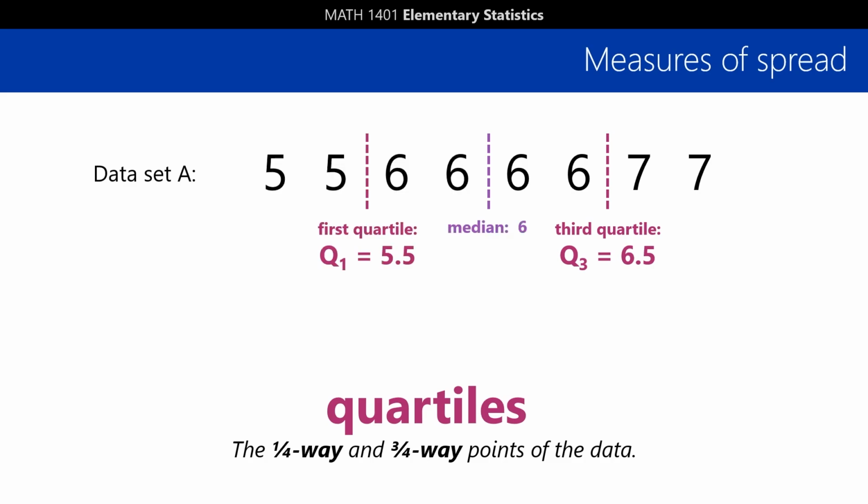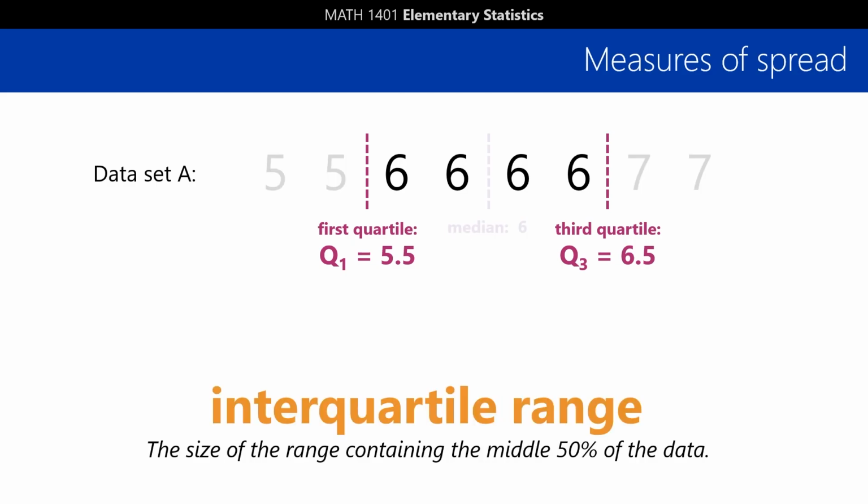So while the median splits our data into two halves, if we also add in the quartiles, we're splitting the data into quarters, hence the name. Using the quartiles, we can calculate what's called the interquartile range, or IQR for short. The interquartile range tells you how big of a range is covered by the middle 50% of the data. In this case, the IQR is 6.5 minus 5.5, which is 1. That means the middle half of our data falls within a range of size 1.